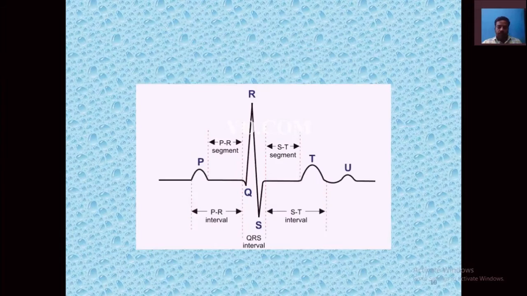So this heart waveform is represented by some coordinates: P, Q, R, S, T, U. The QRS wave is very important. The QRS wave indicates the ventricle contraction, which is used to pump the blood out of the heart. If the QRS signal is weak, then the heart is weak. We can easily identify that if the QRS signal is weak, then the heart is weak.